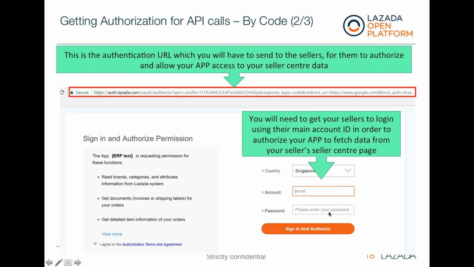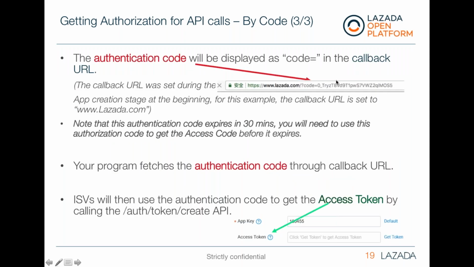So the callback URL here will be receiving the code that can be used to get the access token. So the ISV will copy this code and then call the APIs to get the access token. This is the API, the auth token create API, that can be used to get this access token. All these steps are described in the documentation.